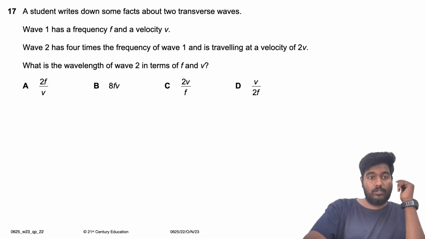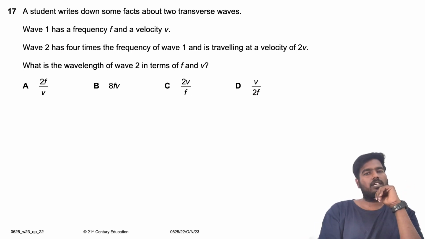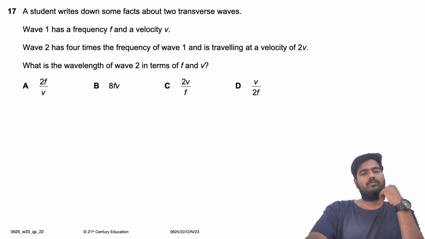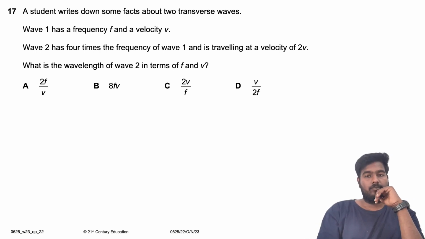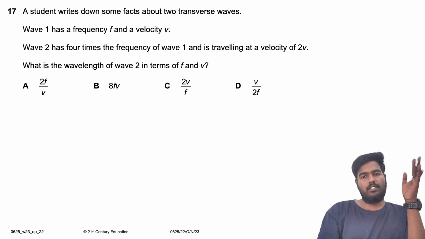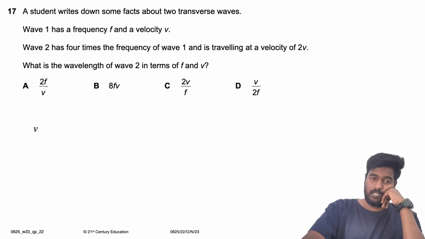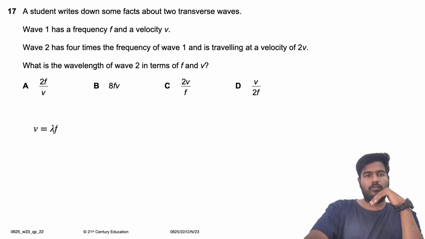A student writes down some facts about two transverse waves. Wave 1 has a frequency f and velocity v. Wave 2 has 4 times the frequency of wave 1 and is traveling at 2 times the velocity of wave 1. What is the wavelength of wave 2 in terms of frequency and velocity? This looks like a competitive exam question. Which equation connects velocity, frequency, and wavelength of a wave? v is lambda into f. So what do we have to find? Lambda. Lambda is v by f.